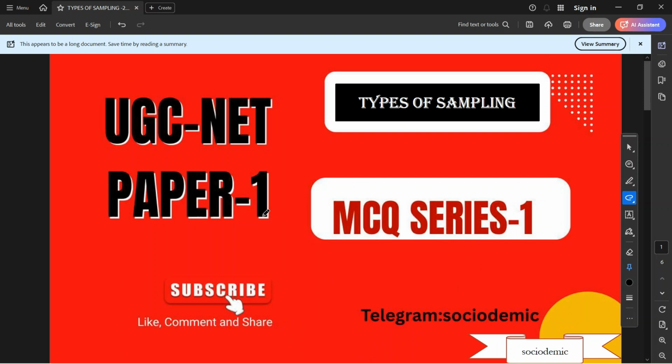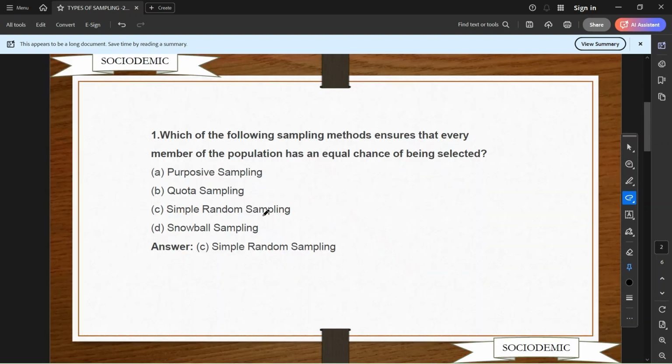Friends, today we are going to discuss some of the important questions from chapter 2, that is research aptitude. In that research aptitude, a very important topic is sampling. What are the types of sampling? Friends, first of all, what is sampling? Sampling means picking up some of the respondents from the people.